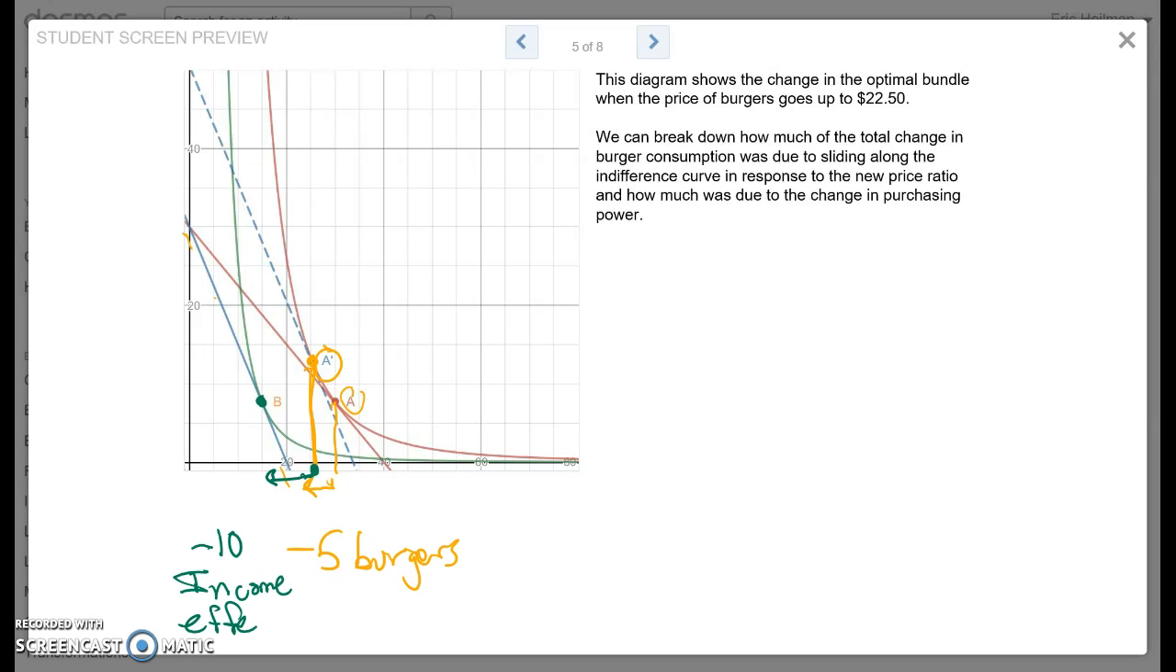So the rest of the reduction in burgers that I ate came because my buying power went down. You can think about it as the first five burger reduction, that was a substitution effect. And then the rest of the reduction was due to the income effect.